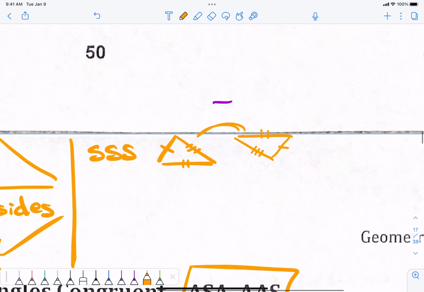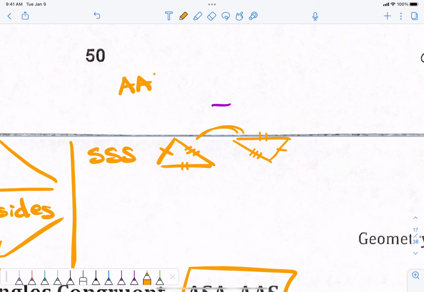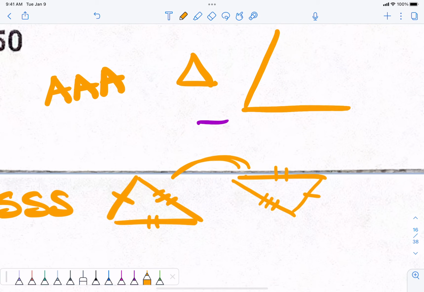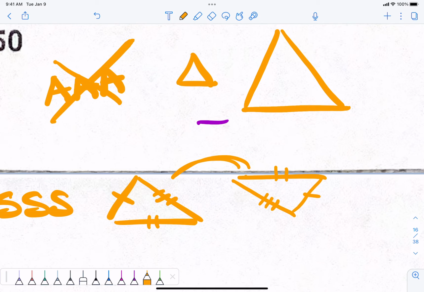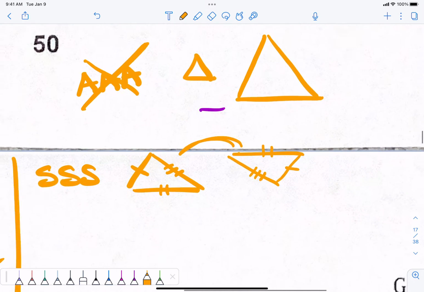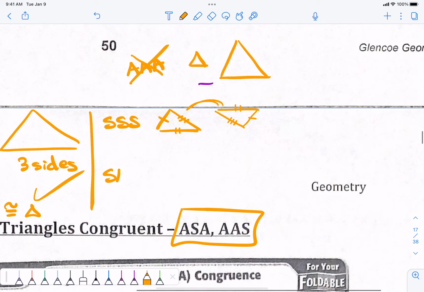Now that's not true if we have all 3 angles matching up, like angle, angle, angle. Let's say we have an equilateral triangle here where all of them are 60s, and we have an equilateral triangle here where all of them are 60s. Those are the same shape, but they're not the same size. So AAA does not work. Side, side, side does work. Angle, angle, angle does not work, okay? The other one that we learned was side, angle, side.